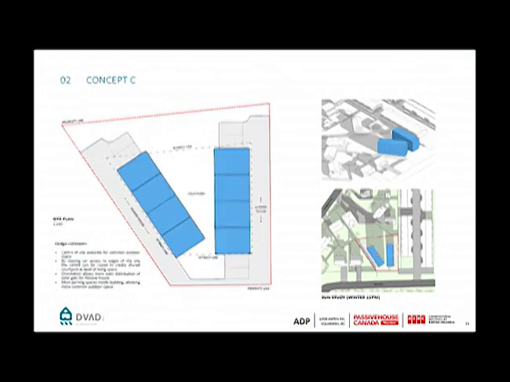And then we move on to design concept C, which is close to the proposal that we'll show you. The center of the site is now available for common outdoor space because we've moved car access to the fringes of the site.